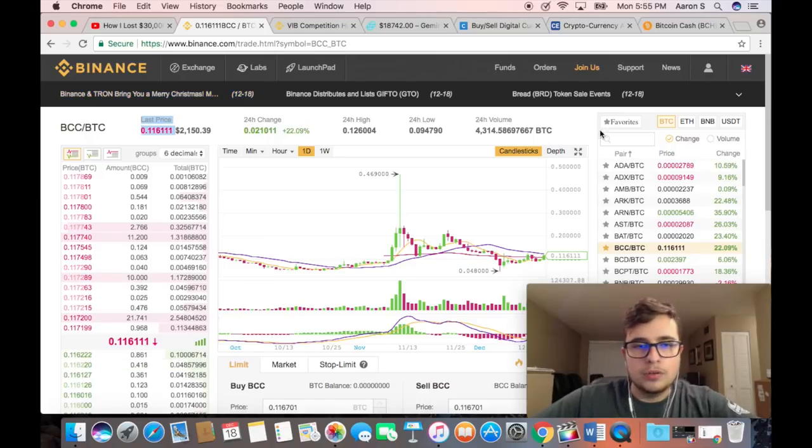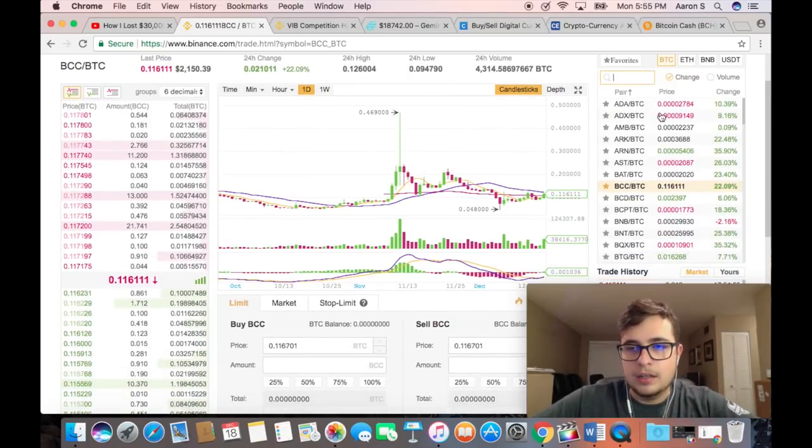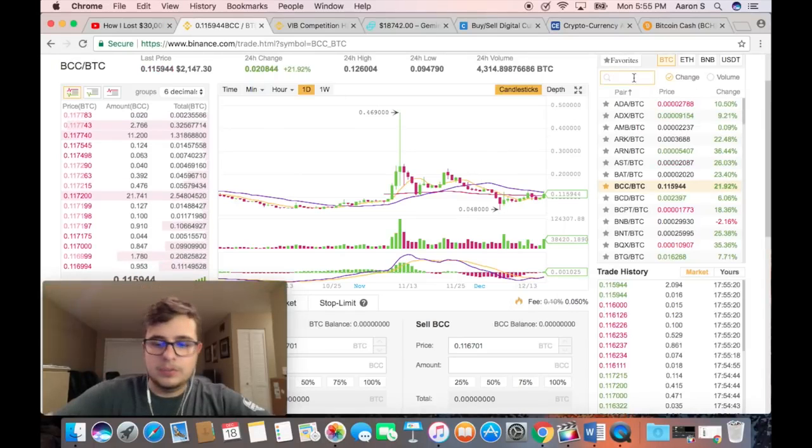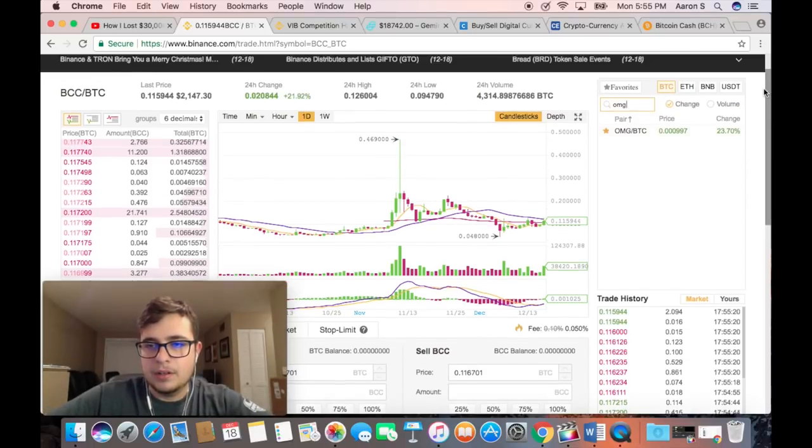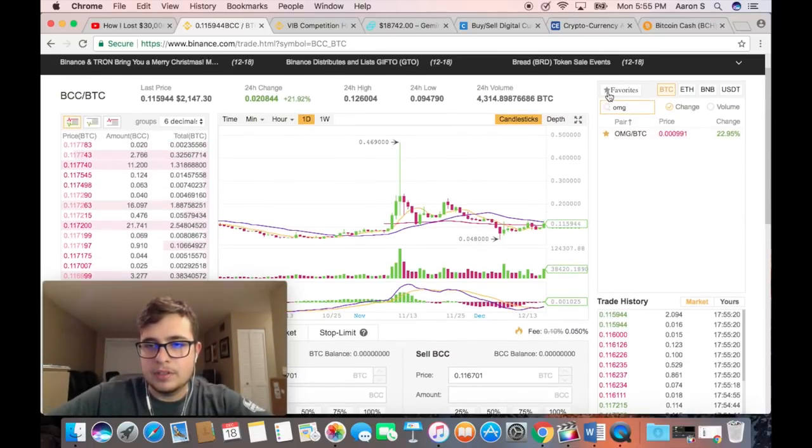It's around the same as the usual market price. You also have the opportunity to search for your coins here. So let's say I want to buy OMG. I can do it here, have the pairing of Bitcoin. As you can see, it's still favorites. Ethereum.